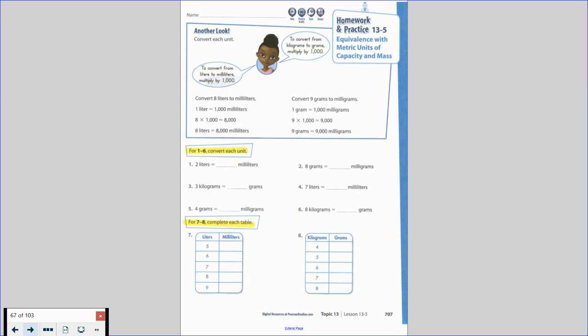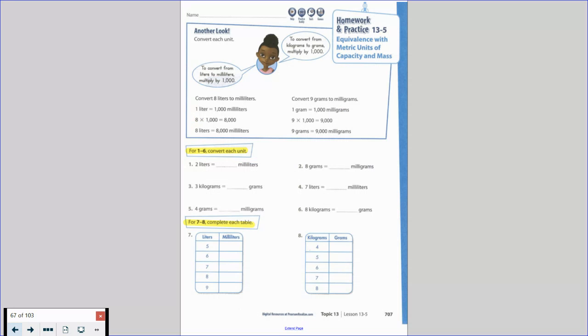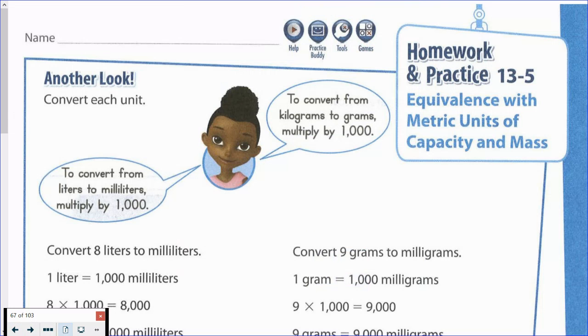So the work that we're going to ask you to do is on page 707 and 708. It's the homework for lesson 13-5. We're going to ask you to complete all of the problems on the first page, so numbers 1 through 8. On the back, we're going to ask you to complete 11, 12, 15, and 16. So if you're feeling confident, you can stop the video. If you'd like to follow along, let's take a look at a couple of these together.